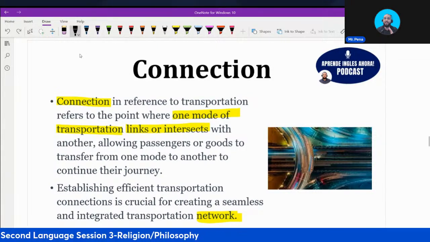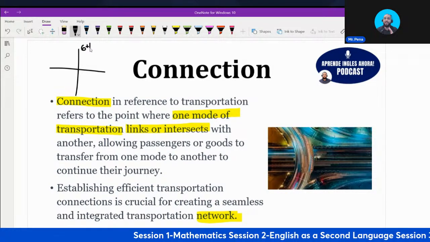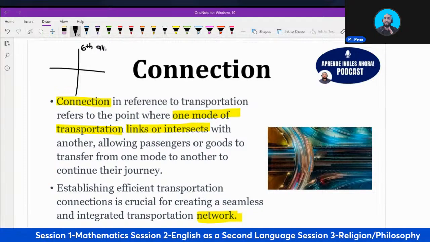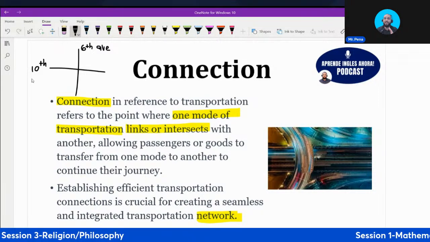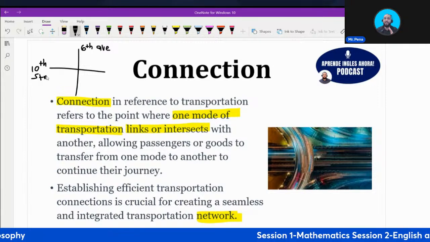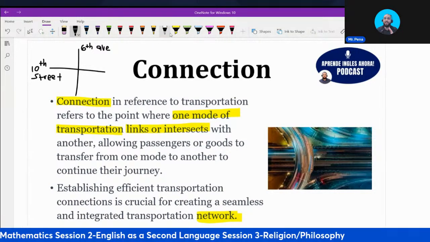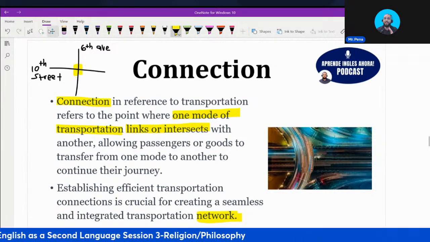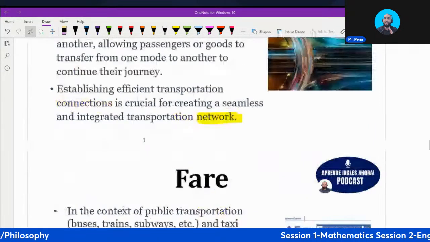And so a street intersection is basically a connection. You have an intersection. So you have like 6th Avenue, but then 6th Avenue is connected to 10th Street. They're connected. They're together. They intersect. You can go from avenue to street at the intersection. So intersections also refer to airplanes or railroads.